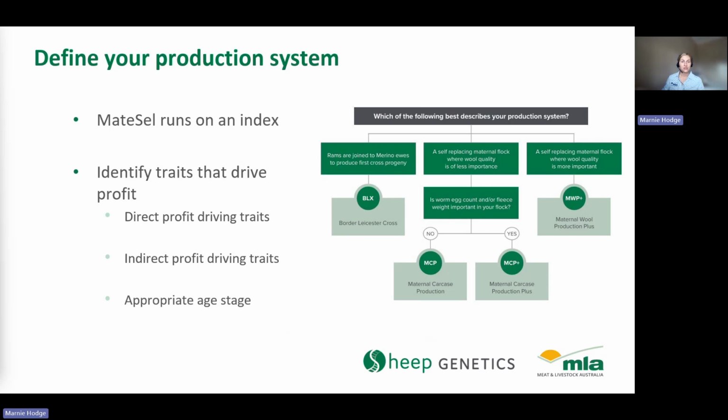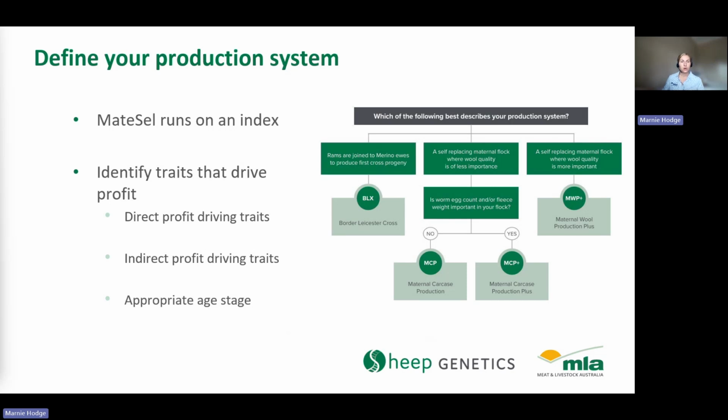You then also need to identify the individual traits that drive profit. So think about those direct profit driving traits, whether that's growth, fleece quality and quantity, as well as any indirect profit driving traits. And they might be those visual type traits, or health and welfare traits like WEC and breech cover, anything that's not necessarily a profit driving trait, but helps your availability of time, helps breed sheep that are easier to manage and care for.